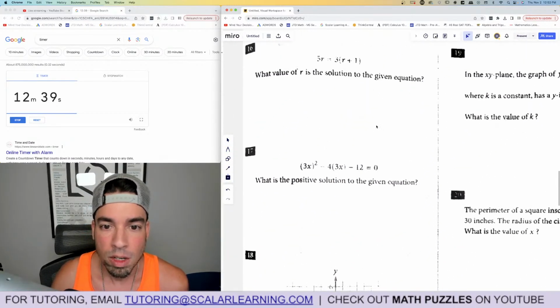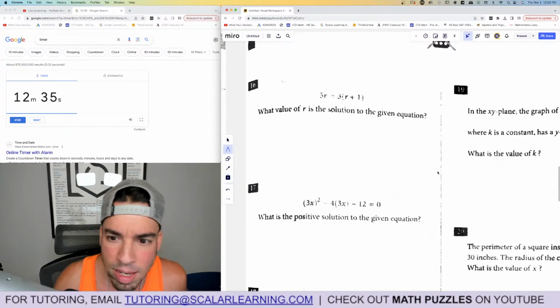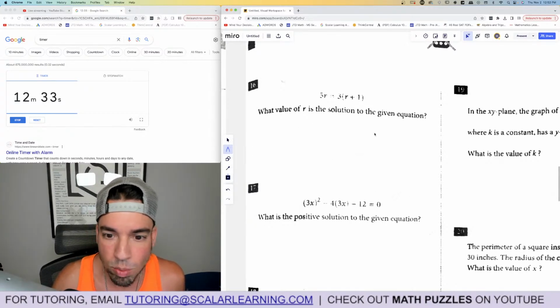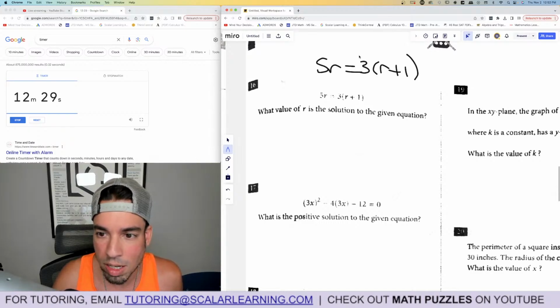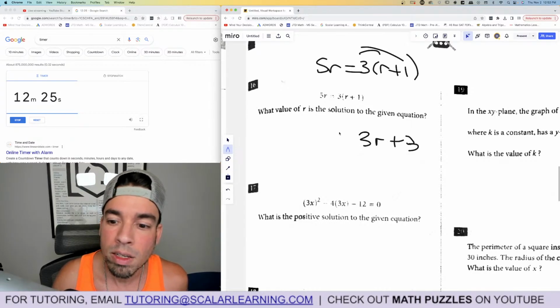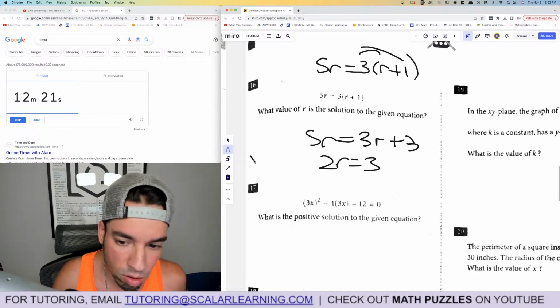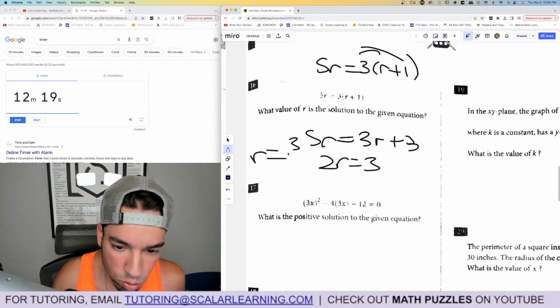All right, here we go. Free response. We're going to have a drop in difficulty. Okay, I can't really read that. I think it says 5R is equal to 3 times R plus 1. If that's the case, distribute. We get 3R plus 3 equals 5R. Minus 3R, 2R equals 3, and we divide both sides by 2. R equals 3 over 2.